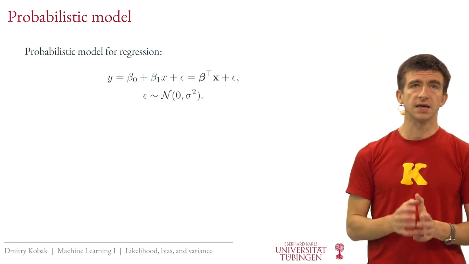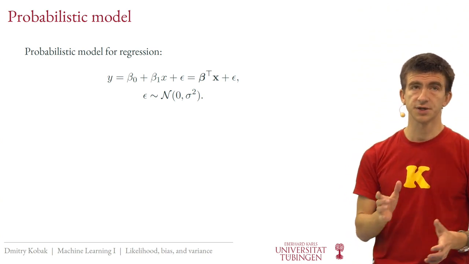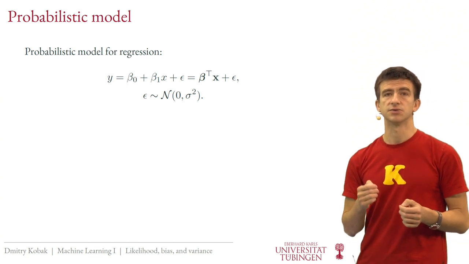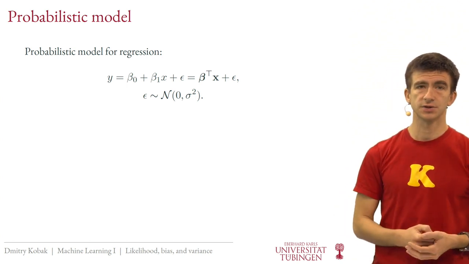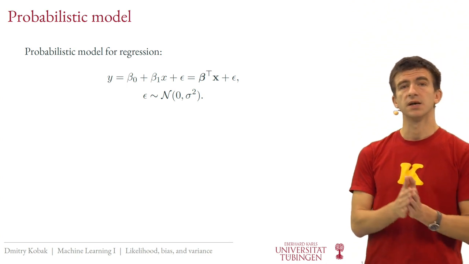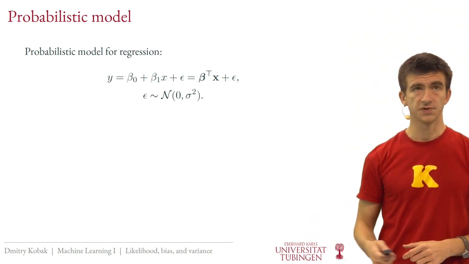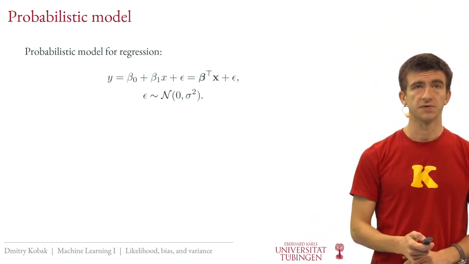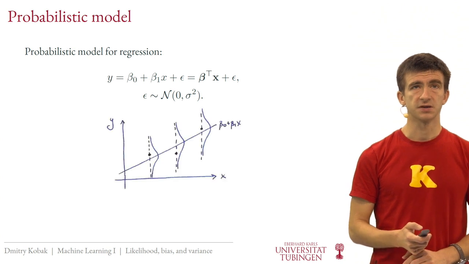So here I'm writing it again, epsilon. Now you can appreciate what it really means. The epsilon is a random variable from a Gaussian distribution with mean zero. This is important. And some fixed value of the variance, sigma squared.